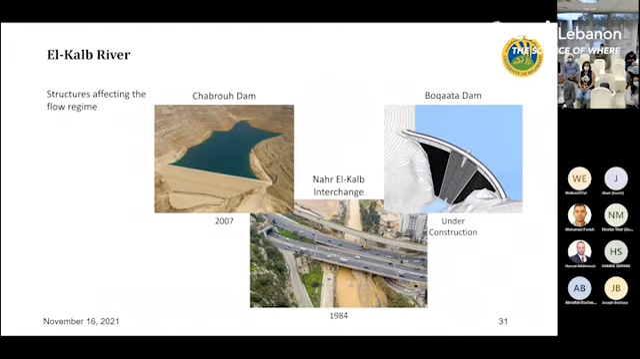Multiple structures affect the flow regime. They are the Chabrouh Dam, which was built in 2007 in Keserwan, the Ata Dam, which is under construction in the Matn area, and the Nahr al-Kalb interchange, which was studied in 1984 by GCOM.